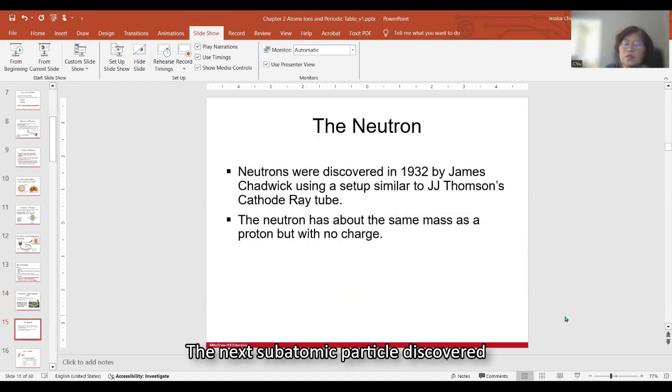The next subatomic particle discovered was a neutron. It was discovered by James Chadwick in 1932. Chadwick used a setup similar to Thomson's cathode ray tube and discovered a new particle that had about the same mass as a proton but with no charge. He called it a neutron.